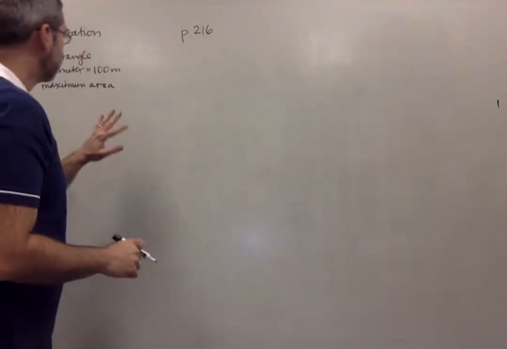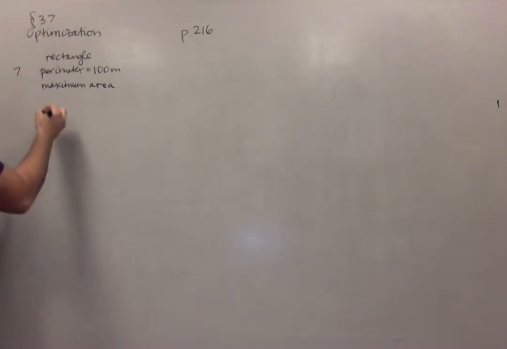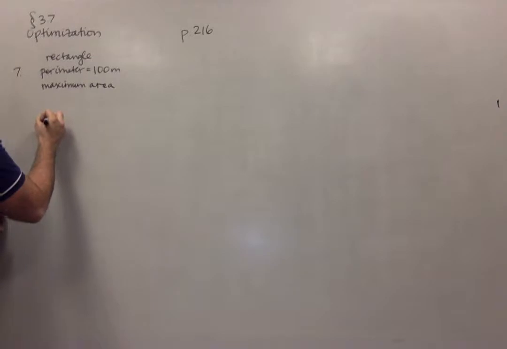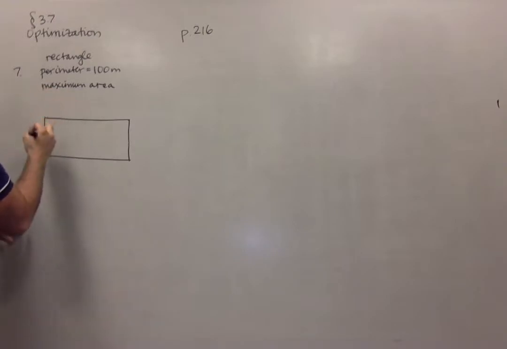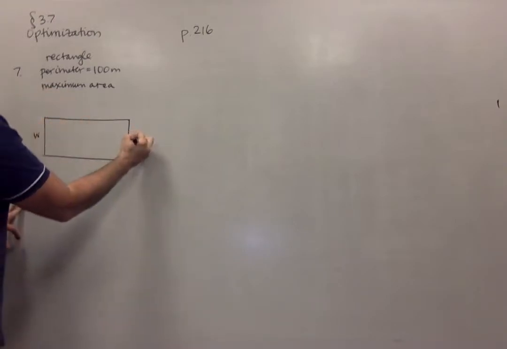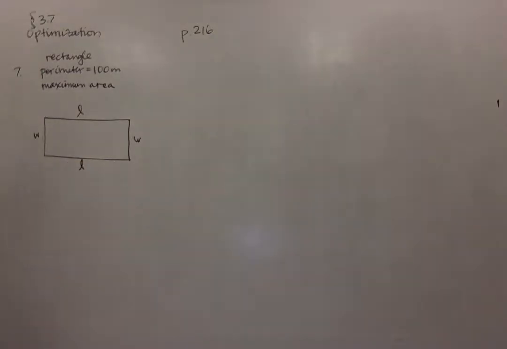All right, so taking a look at our checklist, we're going to draw a picture here. So in this case, we have a rectangle. And we're going to label it with what we're interested in. So we've got the width and the length. So we're going to go ahead and label there.